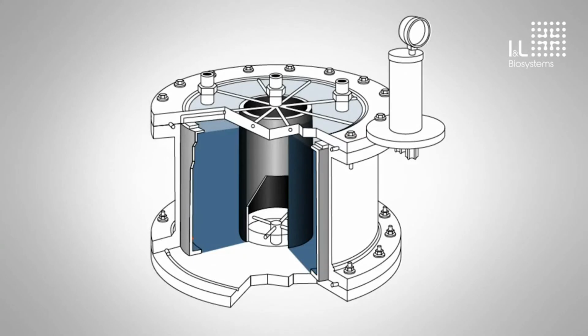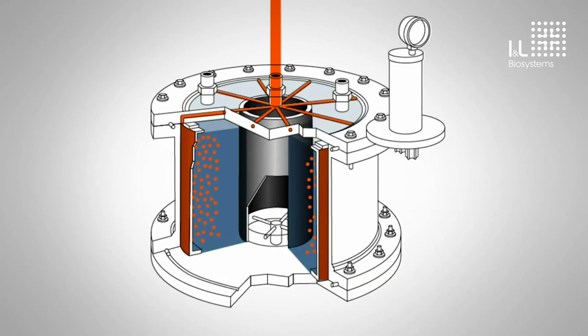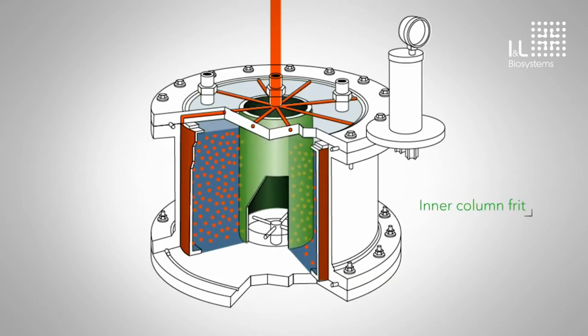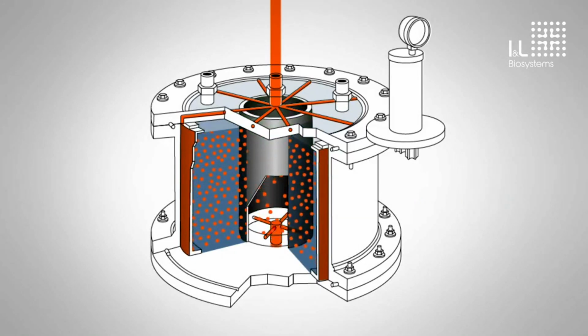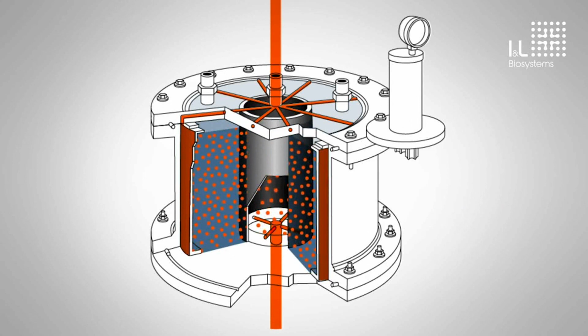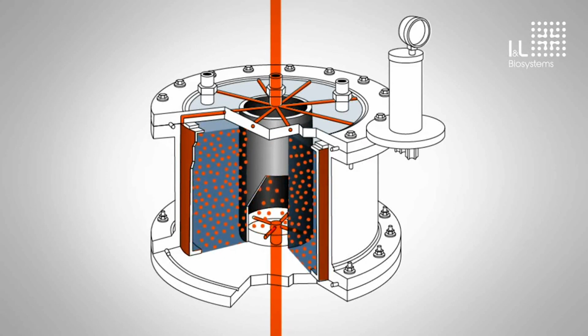Unlike a traditional axial column, the sample is applied along the outer wall between the outer column frit and column body. The outer frit contains 1 or 2 porous concentric cylinders. The eluent and the sample will enter the chromatographic bed through the outer frit and travel through the column horizontally. It is then collected inside the inner frit and eluted through the bottom outlet. Using the Superflo radial flow technology, the bed height is calculated as the distance between the outer and inner frit.